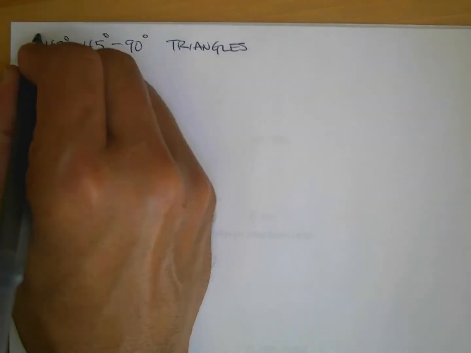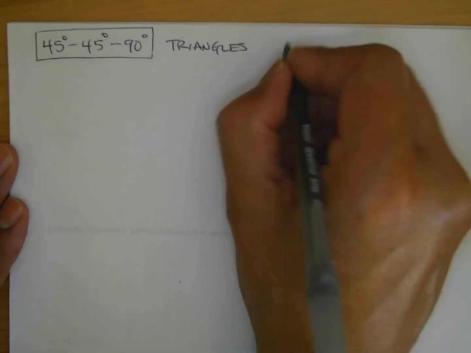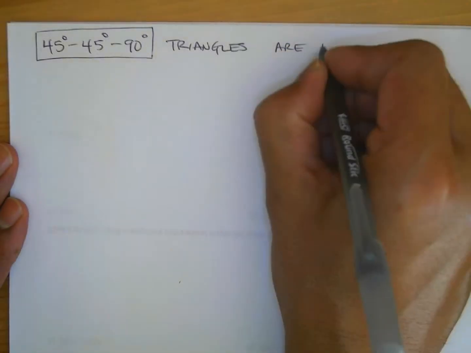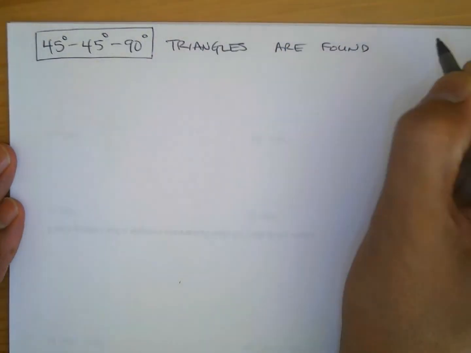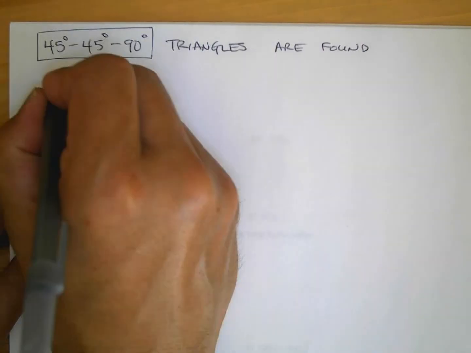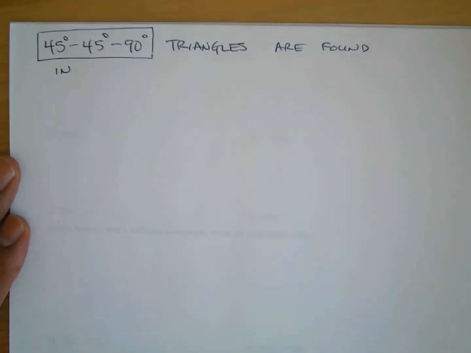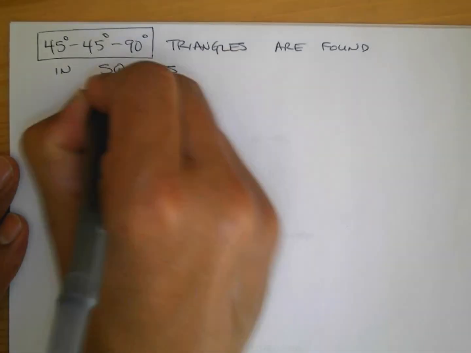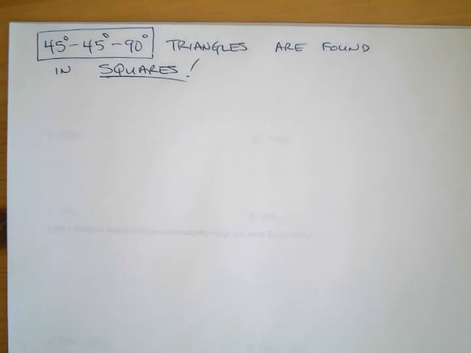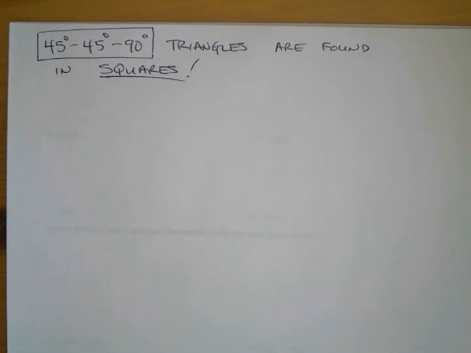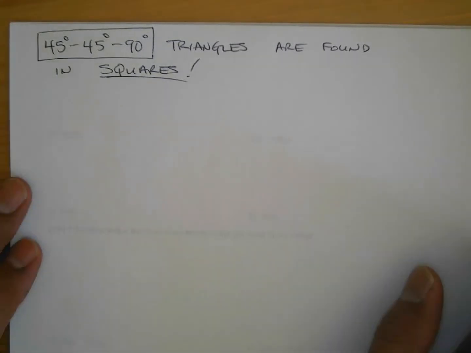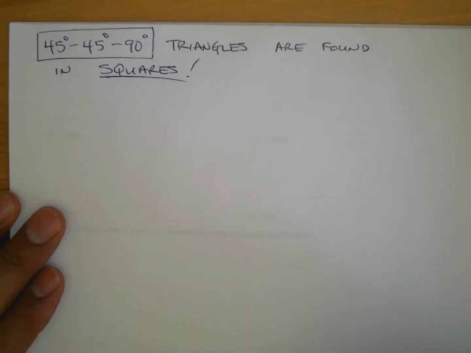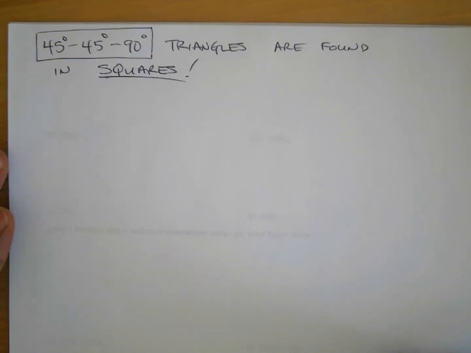These 45, 45, 90 triangles are found in squares. A square is a very popular shape for engineering and construction. If you look at tiles on your floor, windows, okay? This is why this is important, because these are found in squares.